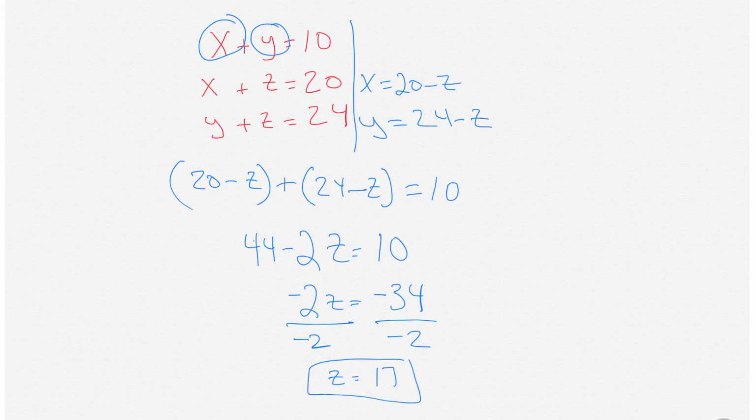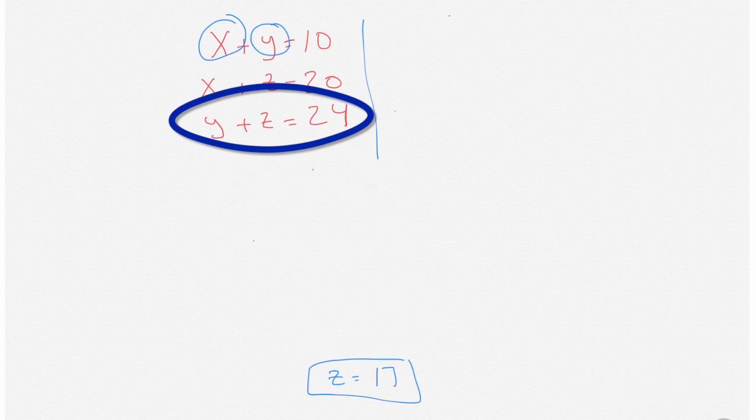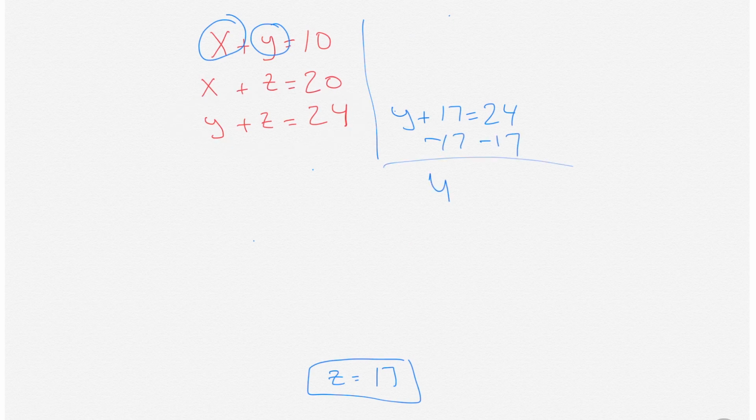And once we have Z equals 17, we could do the same thing we did last time. We just substitute it in. So we go back to Y plus Z equals 24. We have Y plus 17 equals 24, and then that gets us Y equals 7. Once we have Y equals 7, we punch that into X plus Y equals 10. We punch in 7, we get X plus 7 equals 10, so X equals 3. So we have X equals 3, Y equals 7, and Z equals 17. So the rabbit weighs 3 kilograms, the cat weighs 7 kilograms, and the dog weighs 17 kilograms.